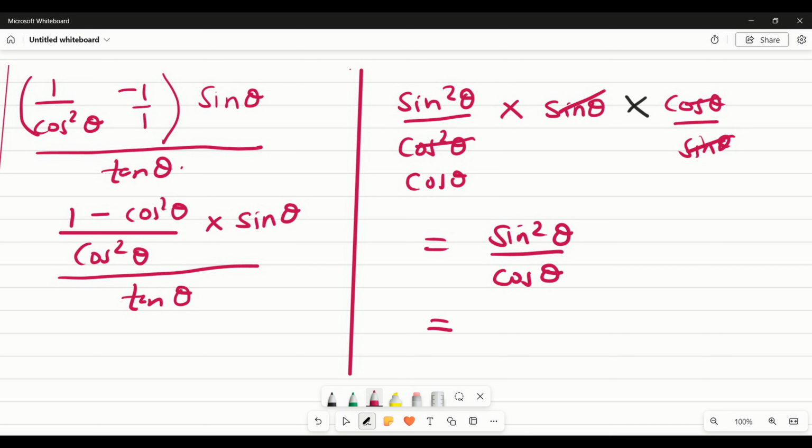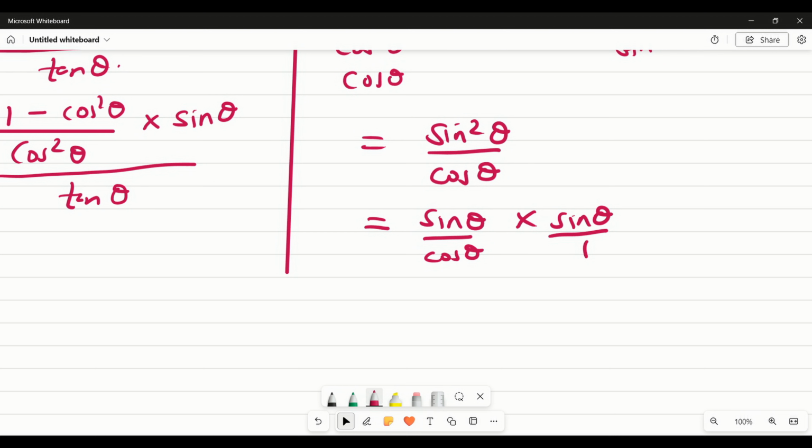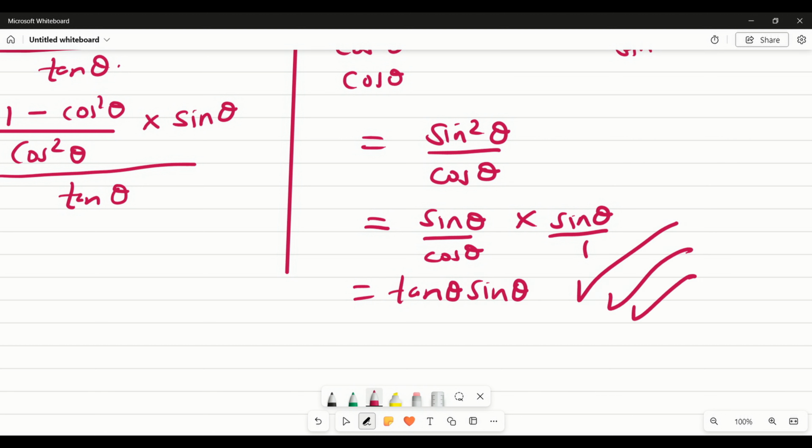So this one you can split. We have sin theta times sin theta. Here we can do cos theta, and then here we can do 1. Now, what is sin theta over cosine theta? This is giving us tan theta, and this is sin theta. So we have actually shown it.